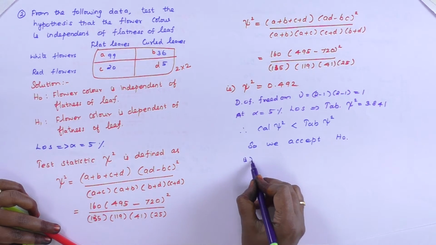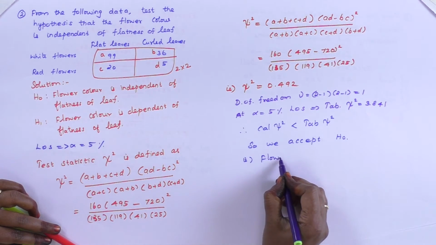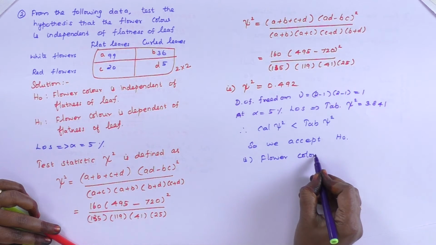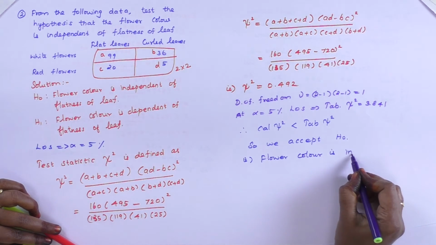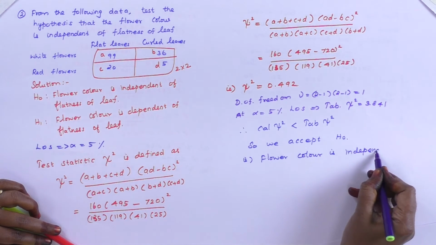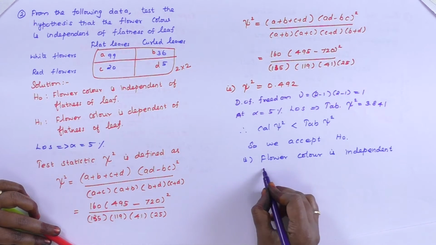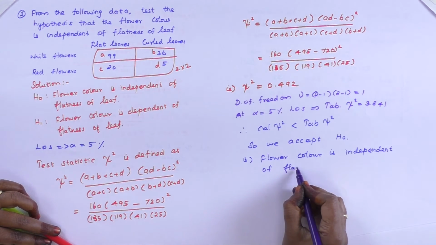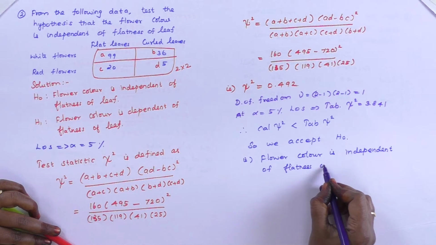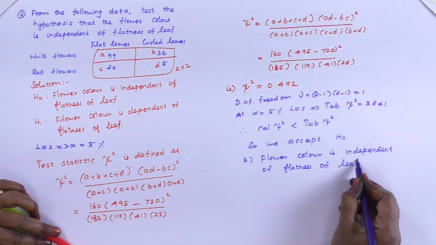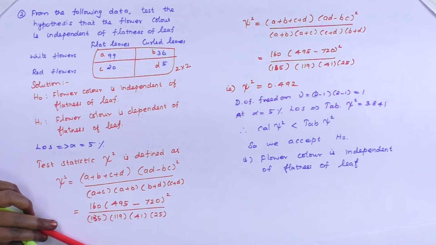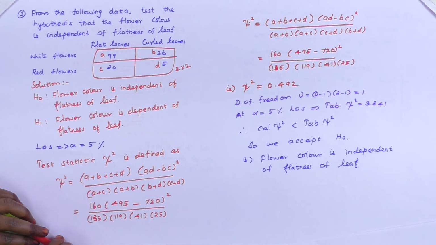Therefore, the flower color is independent of the flatness of leaf.